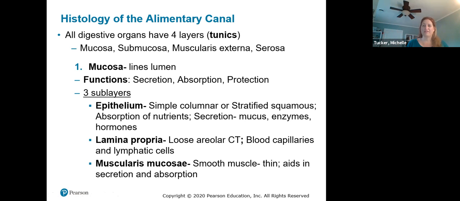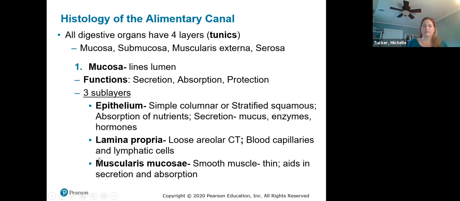If you harken back to 1141, 1147, there should be something in the back of your mind reminding you that epithelial tissues are avascular. They do not have their own blood supply, so they always rely on an underlying connective tissue. In the mucosa, this is called the lamina propria. It is a loose areolar connective tissue through which blood capillaries and lymphatic cells will wind, and nerves wind their way through.